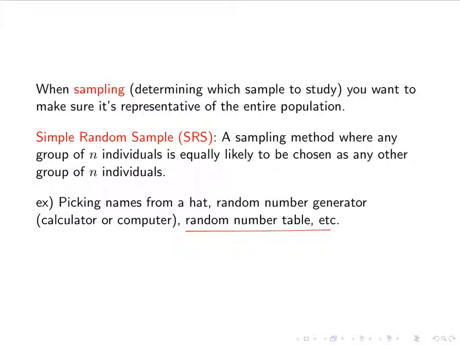I assume people have at some point in their lives picked names from a hat before. So you understand how to do that, right? You take a slip of paper, put someone's name on it, take another slip of paper, put someone else's name on it, do that for however many people you have, put them all into a baseball cap, and then randomly choose how many people you need. So a random number table is something you might not have used before.